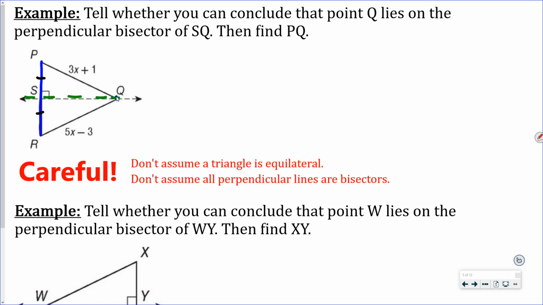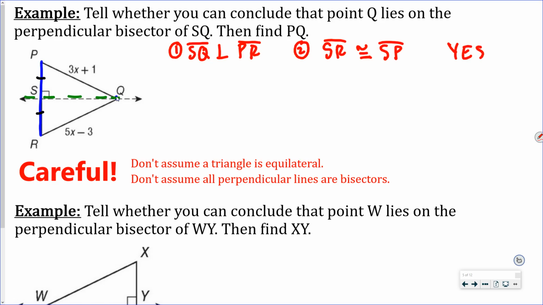So, first, are they perpendicular to each other? Yes, beautiful. Second, is it a bisector? Yep, it's showing me it's intersecting at its midpoint. SR is congruent to SP. So my answer to the first question is yes. Yes, we can conclude that it is a perpendicular bisector.